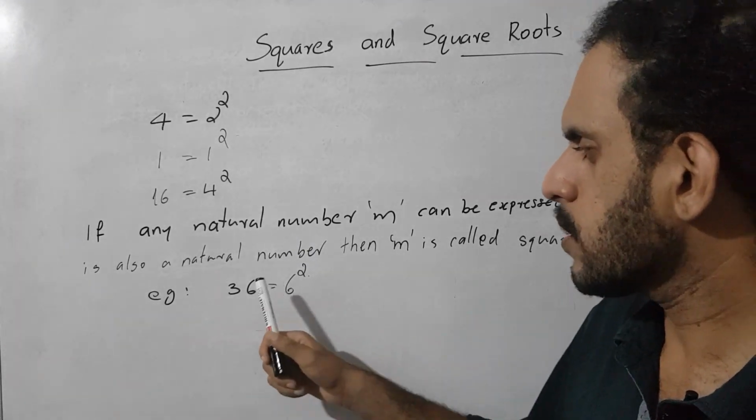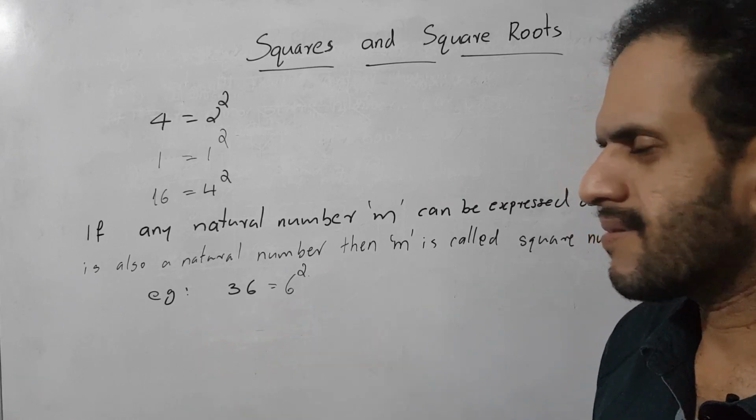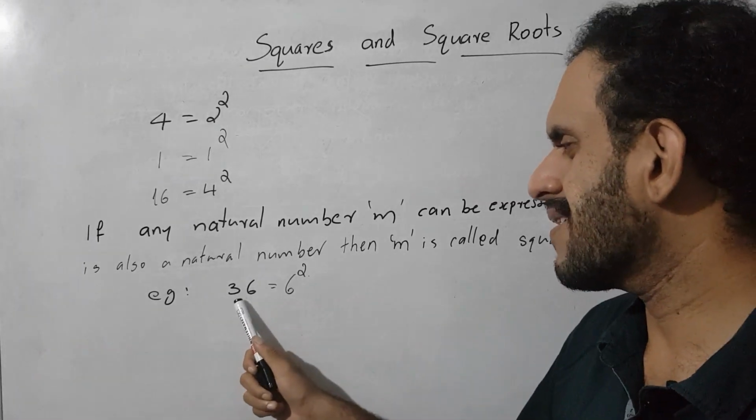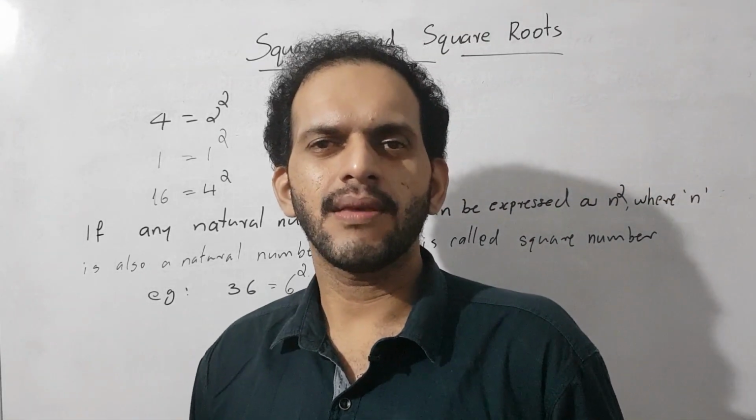Then here it is possible to convert 36 as a square of another natural number, 6. So we call 36 a square number. What do we call it? 36 is a square number.